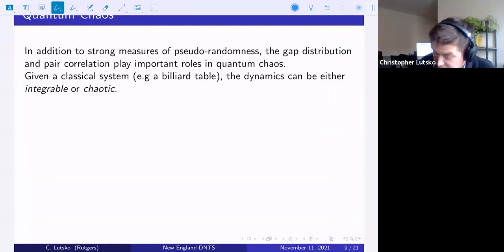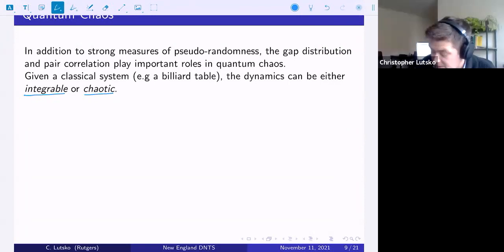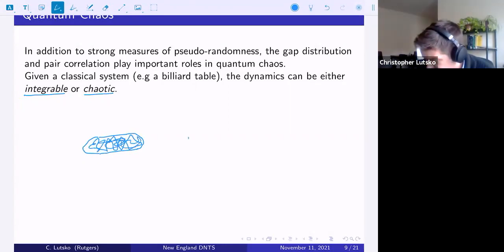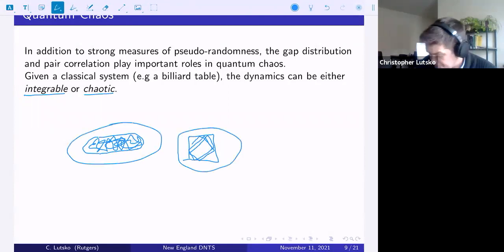And this goes back to this dichotomy, which I'm sure we're all familiar with, which is integrable or chaotic systems. So if I have a billiard table, say I have a Bunimovich stadium, and I look at a typical trajectory, it's going to go all over the place and look pretty random. Whereas if I have a square billiard, we're going to get a much more ordered trajectory. And this is the difference between integrable and chaotic dynamics.